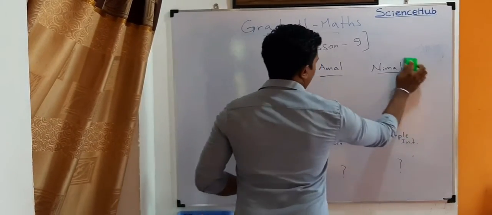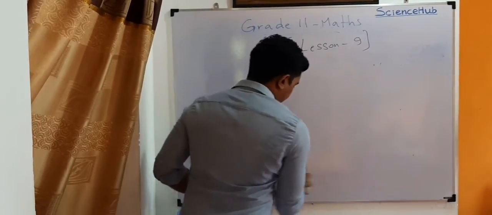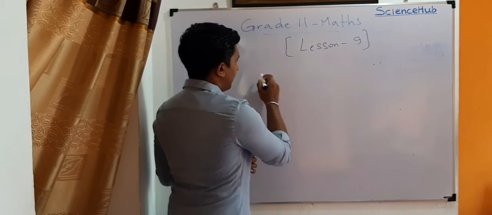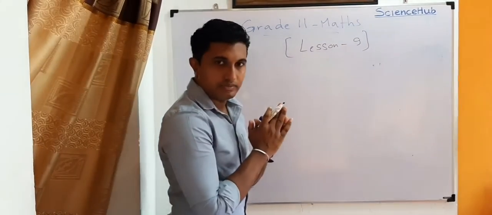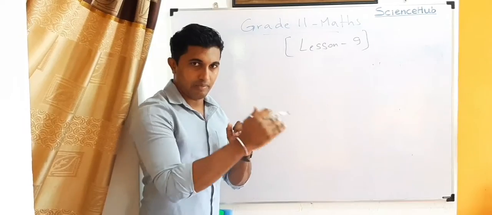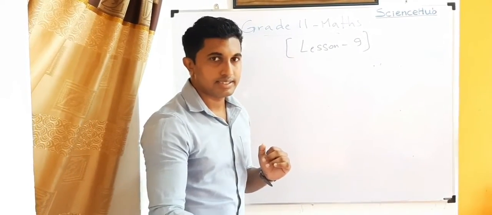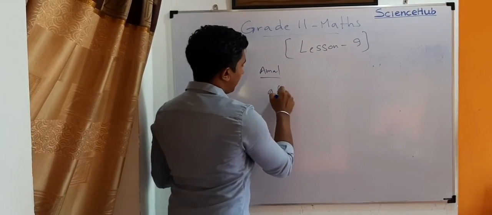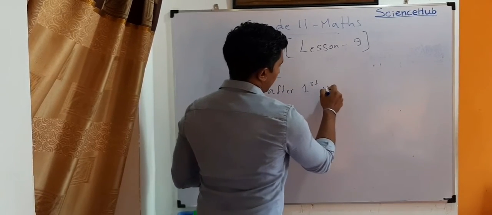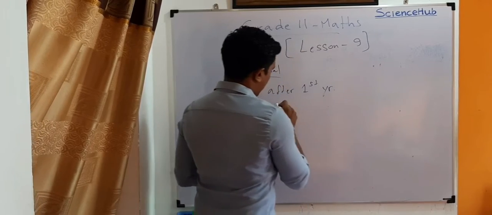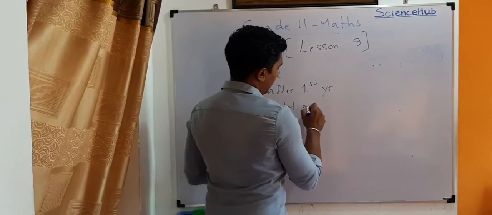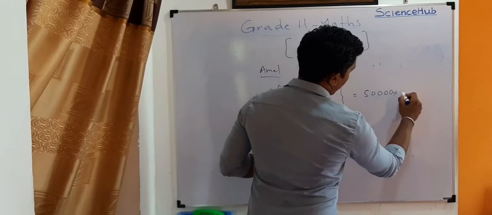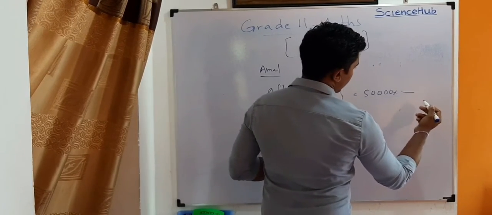Amal is using the compound interest method. What is the capital here? 50,000. Therefore, what will be the total amount that Amal can earn after his first year? This is the calculation for Amal after the first year, the total amount: 50,000 times 6%.